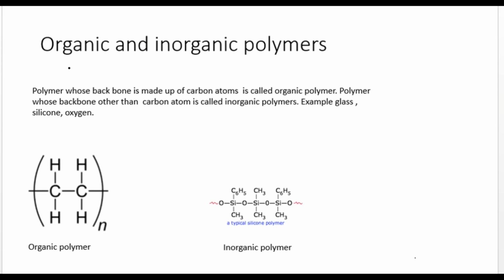Next, classification based on organic and inorganic. Polymers whose backbone is made up of carbon atoms are called organic polymers. For example, polyethylene, here the backbone is made up of carbon atoms. And polymers whose backbone is other than carbon atoms are called inorganic polymers. Example, silicon, glass, oxygen. Here we can see the backbone is made up of oxygen and silicon.